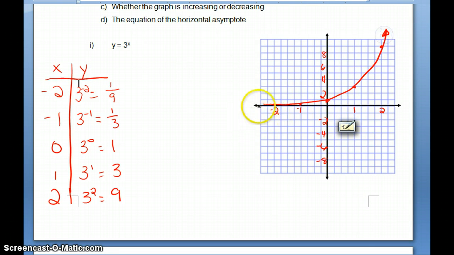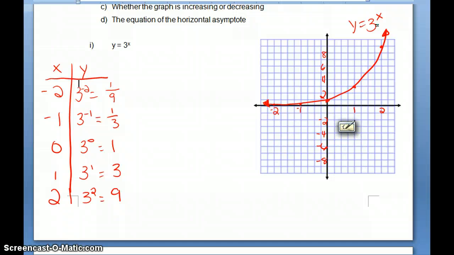And don't forget your arrows at the end. And that should essentially be what our graph looks like. Let's label that: y is equal to 3 to the power of x. Alright, so graphing, we've been doing this for how long? Hopefully we've got this graphing business all down pat, so that'll be awesome there.